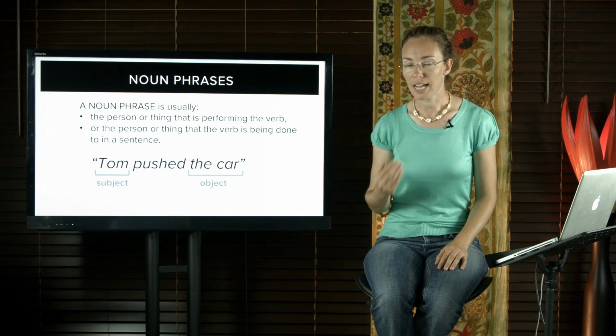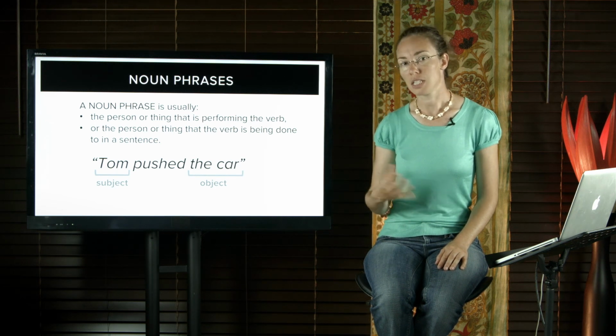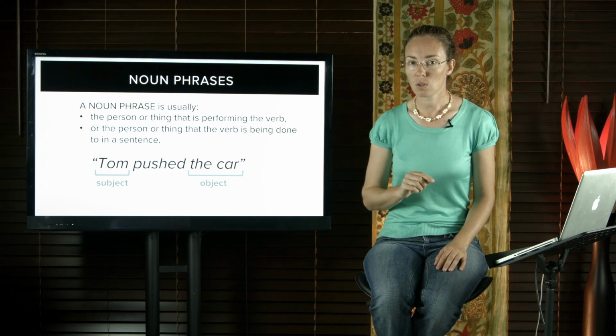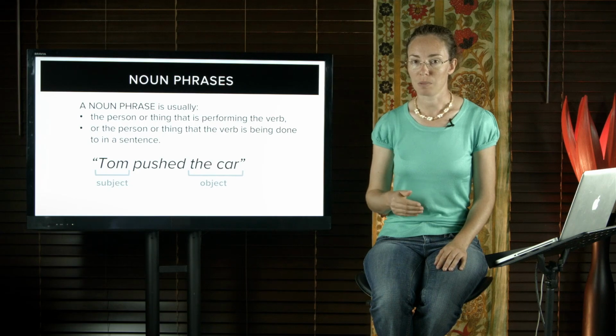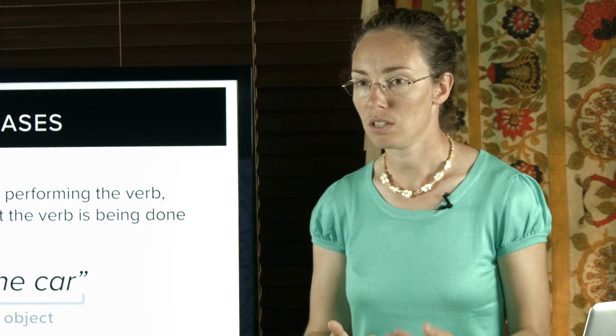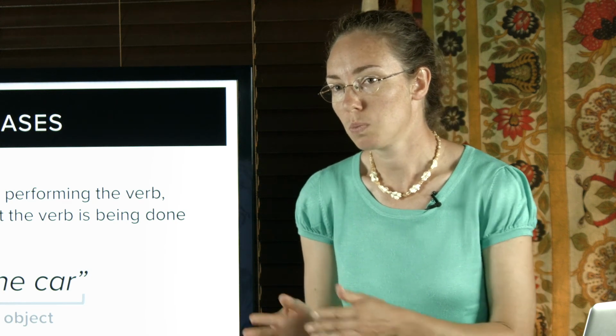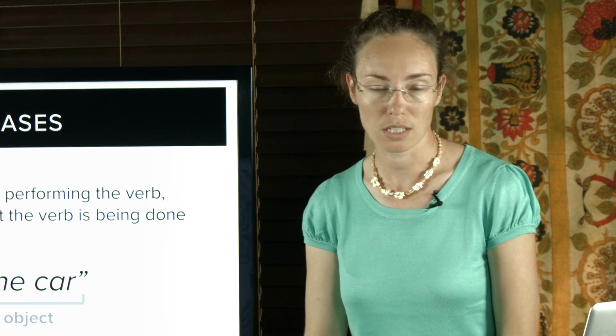A noun phrase has to contain a noun, such as a name or a tangible object. Sometimes a determiner is also needed in a noun phrase, for example, a cat, the dog. A and the are called determiners because they tell us which person or thing is involved in the sentence.